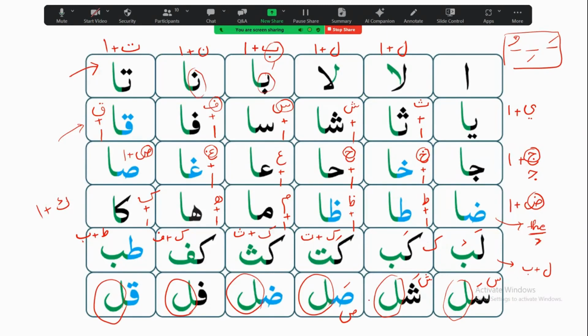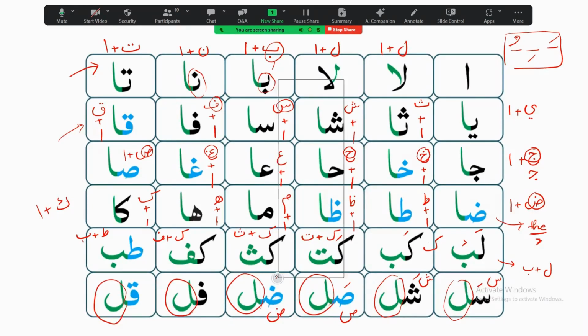Sol, the heavy letter. This was light, this is heavy. Sol. And this is the heaviest letter, bod. Let's put a fatha here, bod and lam, bol. Fa letter here, fa and lam, fal.